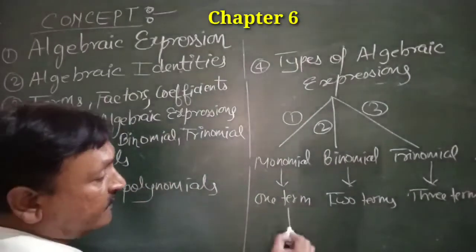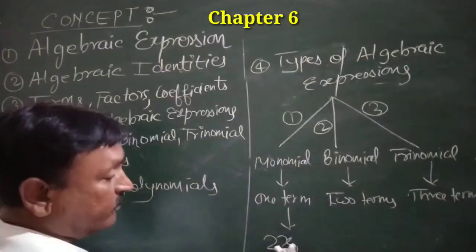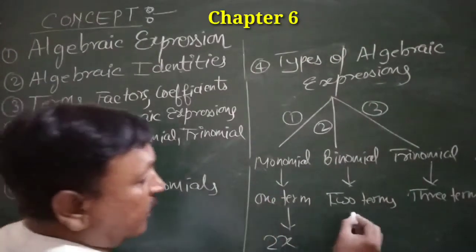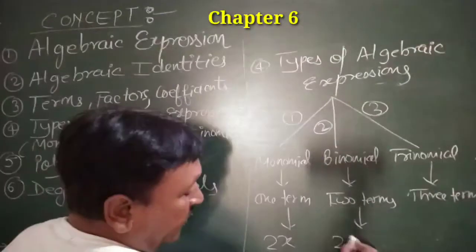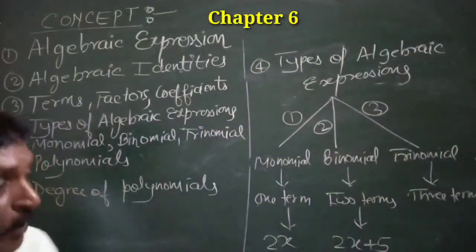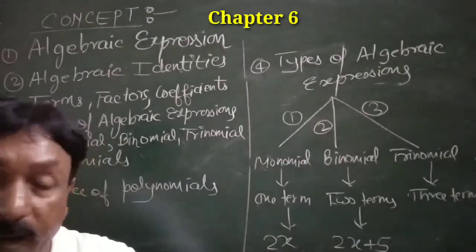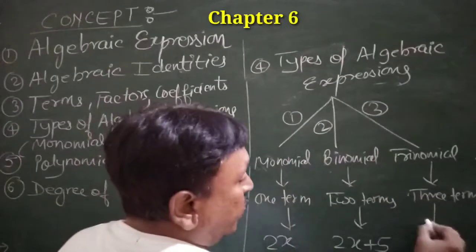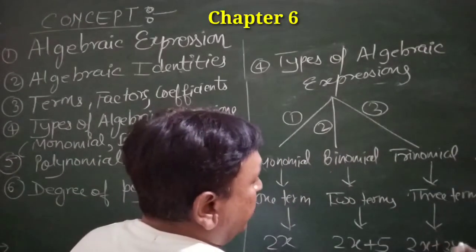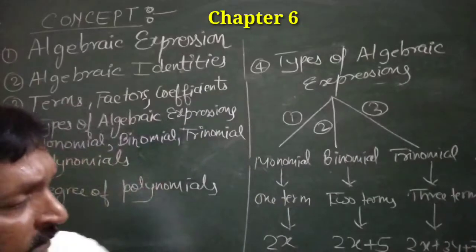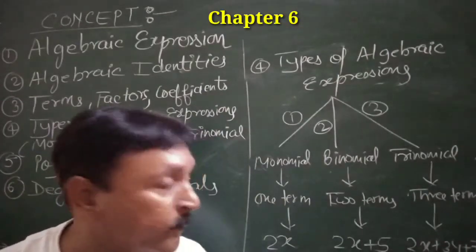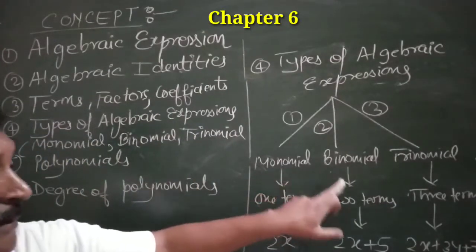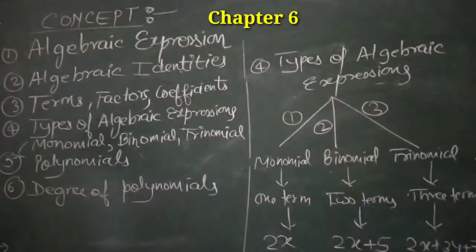If you will see the example 2x, it is 2 into x, means only one term, it is a monomial. Two terms means 2x plus 5. It is now having two terms. And if I talk about trinomial, 2x plus 3y plus 7. How many terms is it having? One term, two term, three term. So it will be considered trinomial. Okay, monomial means one term, binomial means two terms, trinomial means three terms.